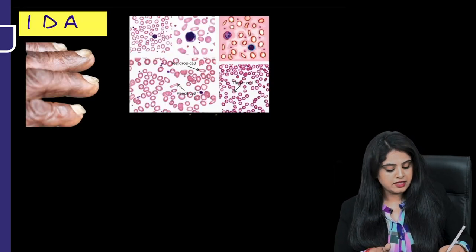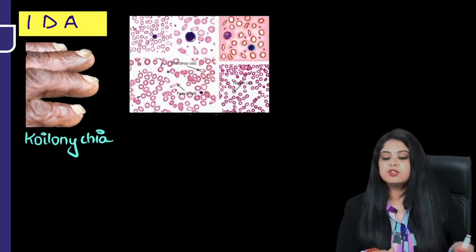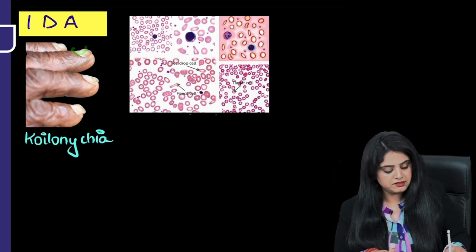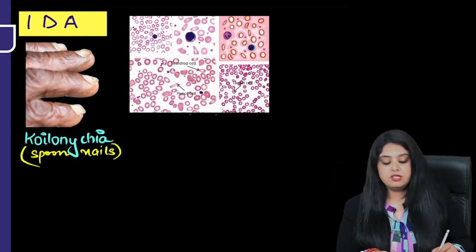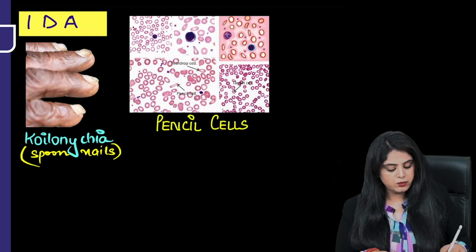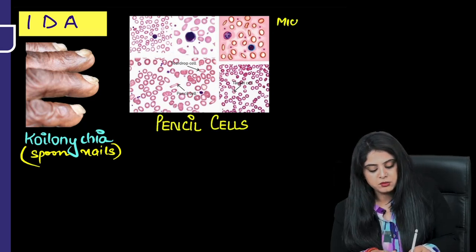A classical case of iron deficiency anemia. What are the nail changes that you see? You see these spoon-shaped nails. Spoon-shaped nails are referred to as koilonychia. Spooning of the nails is known as koilonychia. What kind of an anemia is it? I hope you all remember iron deficiency anemia is small cells. They are microcytic hypochromic cells.